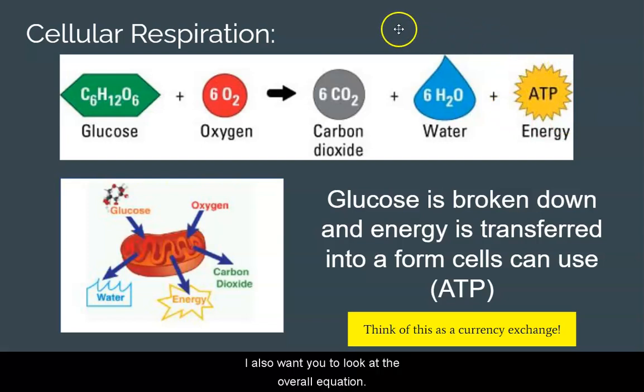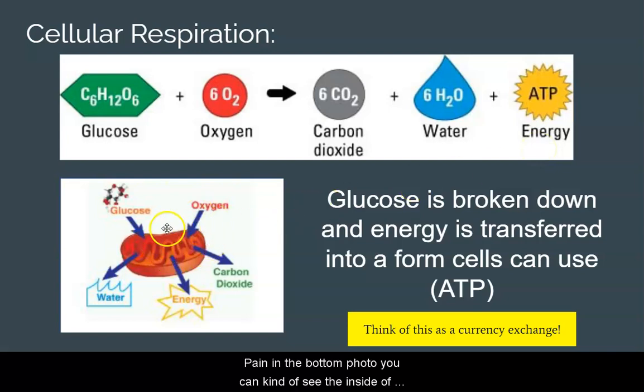I also want you to look at the overall equation. In terms of respiration, you're going to need a couple of things. I'll talk about the equation again on the next slide. It requires some oxygen. Carbon dioxide is given off as well as water. So it's not just only glucose to energy. There are a couple other things as well.